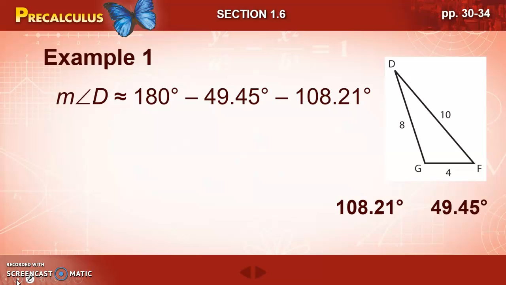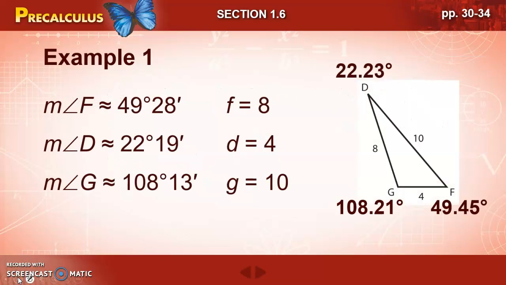The measure of angle d, we don't need to use the law of cosines for. We can just use the fact that a triangle's angles add up to 180 degrees to figure out that the measure of angle d is approximately 22.34 degrees. Now that we have all of these pieces of information, the three sides and the three angles, we can consider this triangle solved.